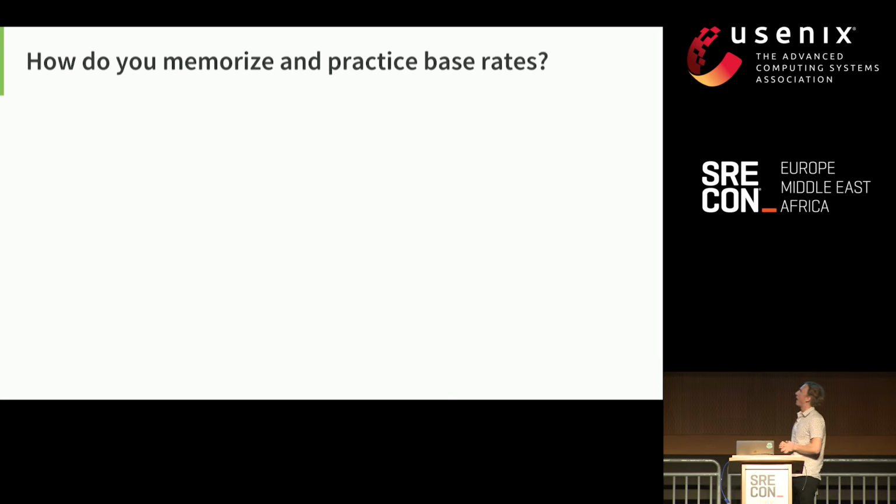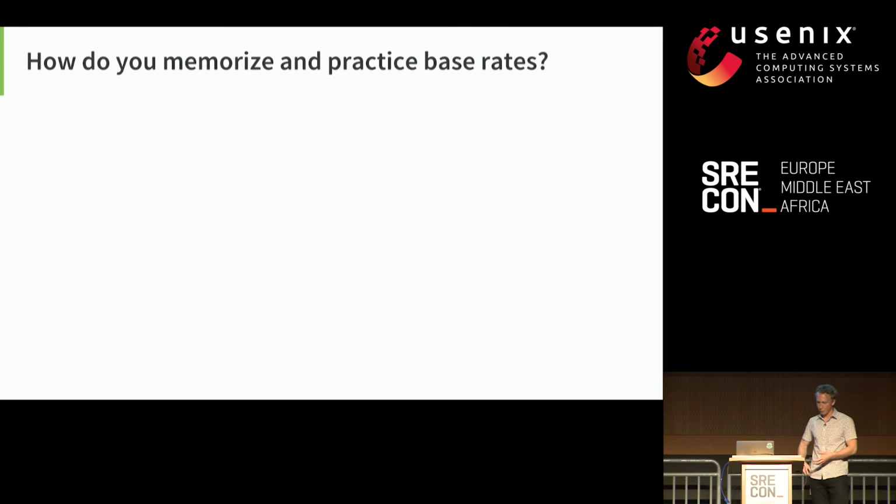So finally, how do you memorize and practice these base rates, first principles thinking, and the Fermi decomposition of problems? For some reason, today, memorization is something that we shouldn't practice, and I don't really know why it's gotten this reputation, because I find it immensely useful. The excuse is that you can just whip it out on your phone, but a lot of the time we don't.